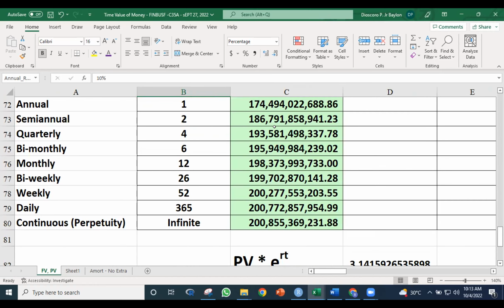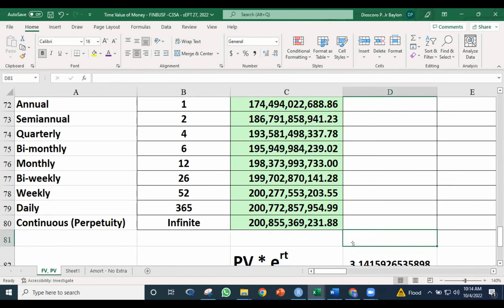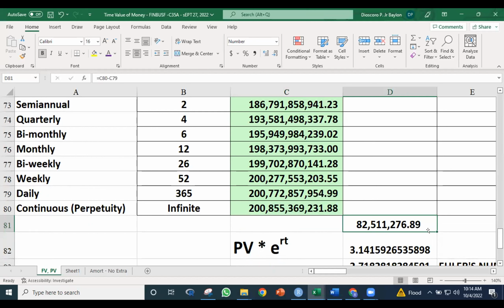If it's annual, 174 billion. But if it's continuous compounding, 200 billion. So a difference of 26 billion. And comparing daily and continuous, let me just subtract that. It's a difference of 82 million.